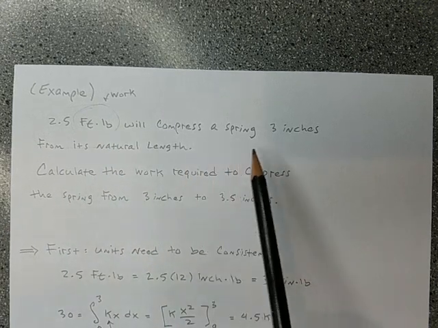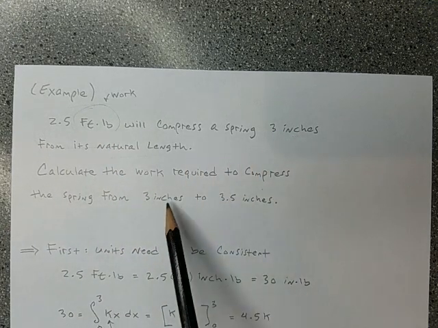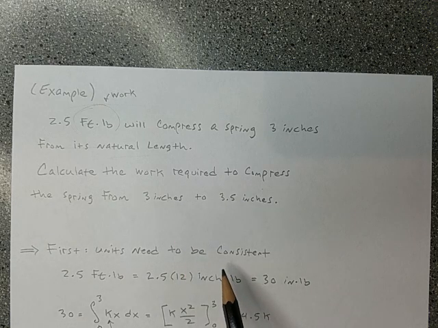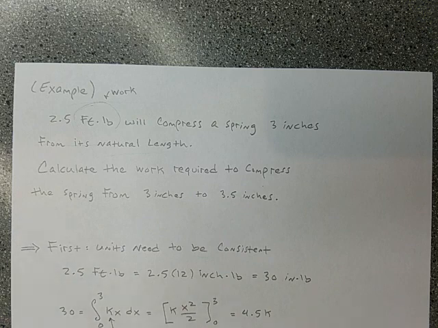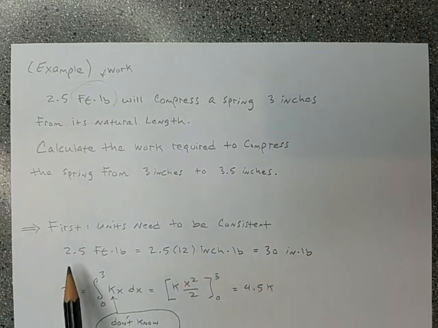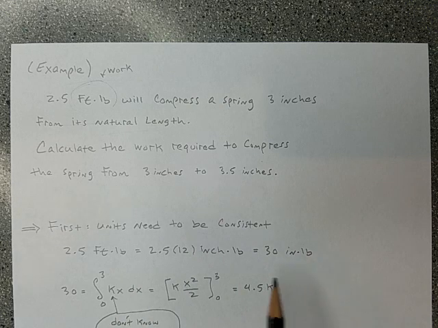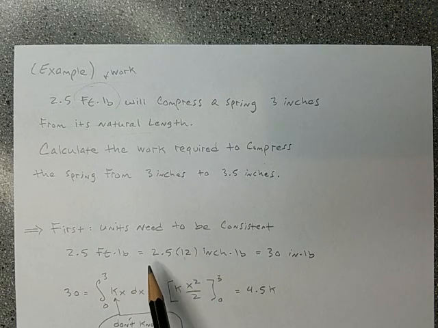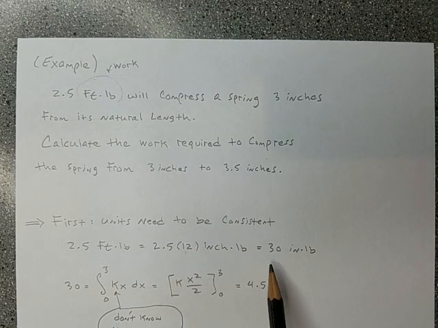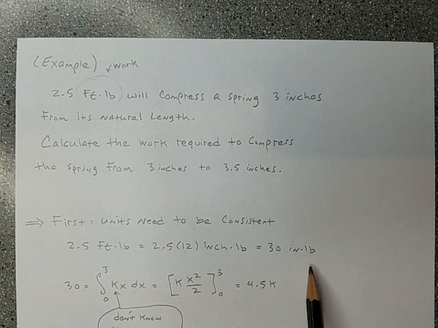And then over here, I'm given distances in inches, and I just need to be consistent. We either need to use inches or feet; we can't mix them up. So I'm going to convert 2.5 foot-pounds to inch-pounds. Well, 1 foot is 12 inches, so I'll multiply by 12, and 2.5 times 12 is 30 inch-pounds.